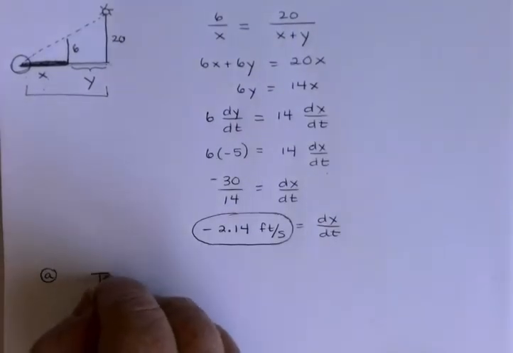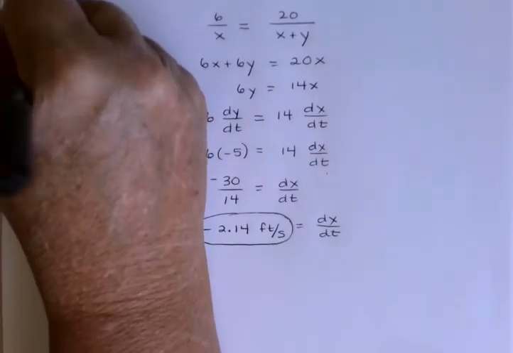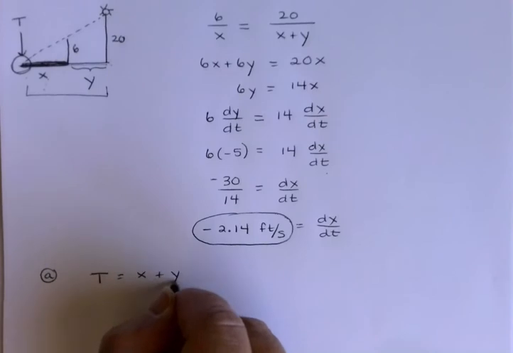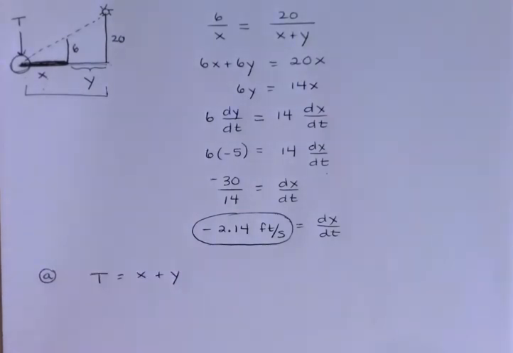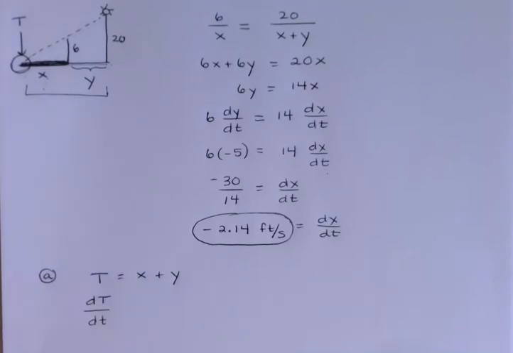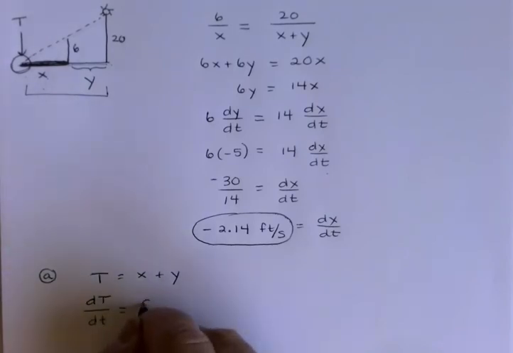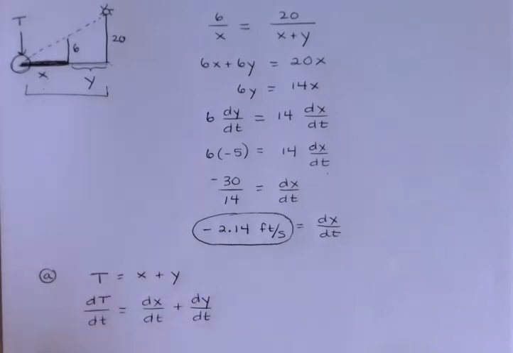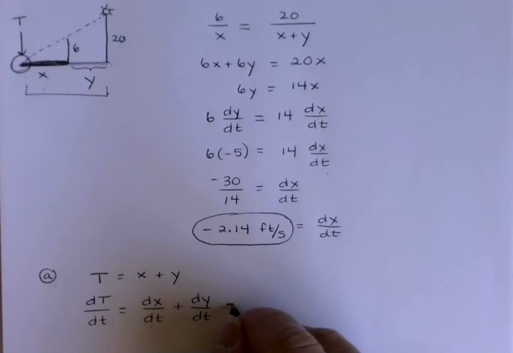So let's say t for the tip of the shadow would be x plus y. And so the derivative of t, the rate at which the tip of the shadow is moving, would be dx dt plus dy dt. The change in the shadow's length plus the rate of change as the man walks. And we know both of those things.